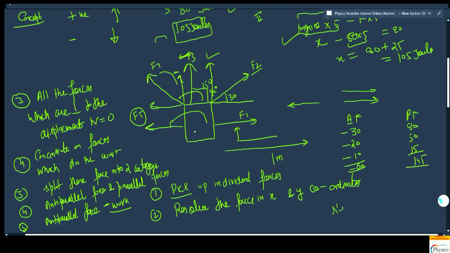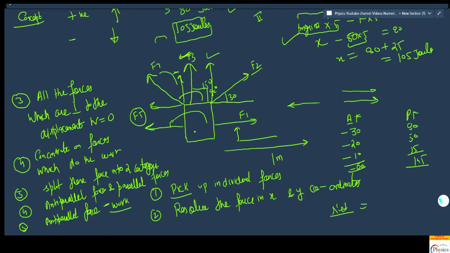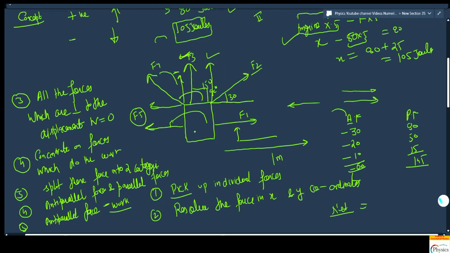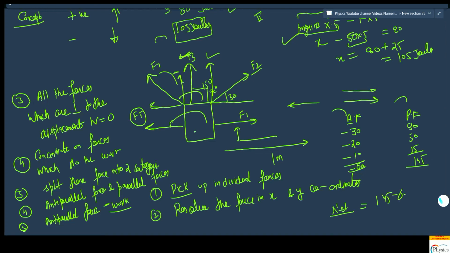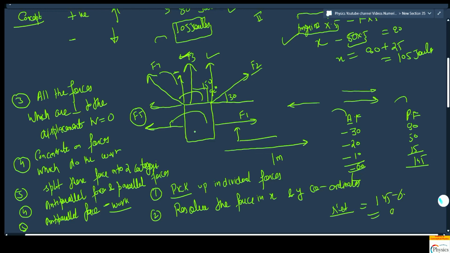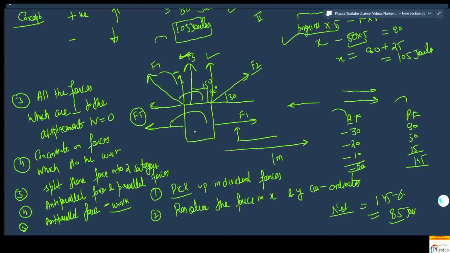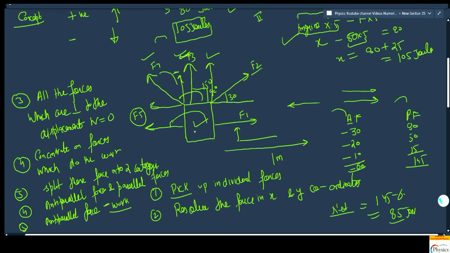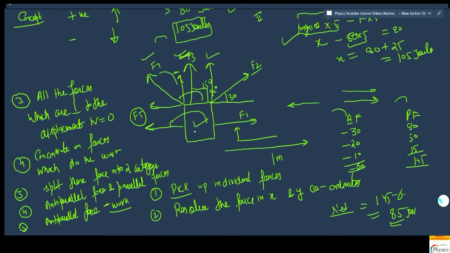The net work done is the sum of the work done by anti-parallel forces and parallel forces, and whatever the sum is, 145 minus 60 is equal to 85 joules. So the result of all these forces working on this block of mass is a positive work of 85 joules, and therefore this block gains a kinetic energy of 85 joules.